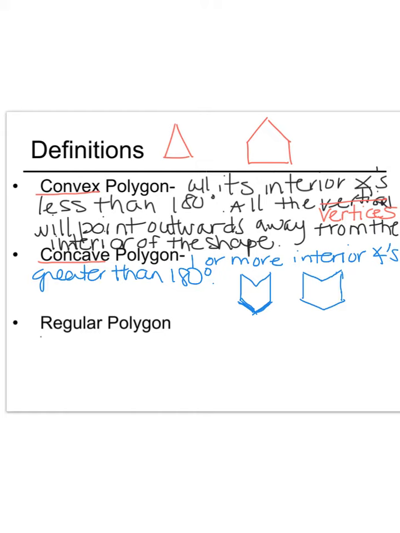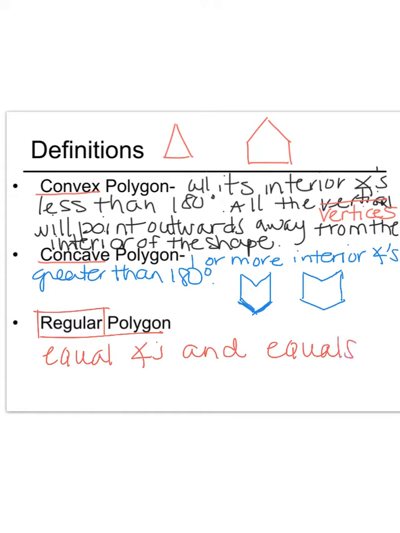In a regular polygon, anytime you see the term regular associated with polygon, that means equal angles and equal sides. That's like the perfect polygon. We like to have equal angles and equal sides. And when we do have equal angles and equal sides, we're able to use formulas with which to solve for individual angle measures, whether they are interior or exterior.